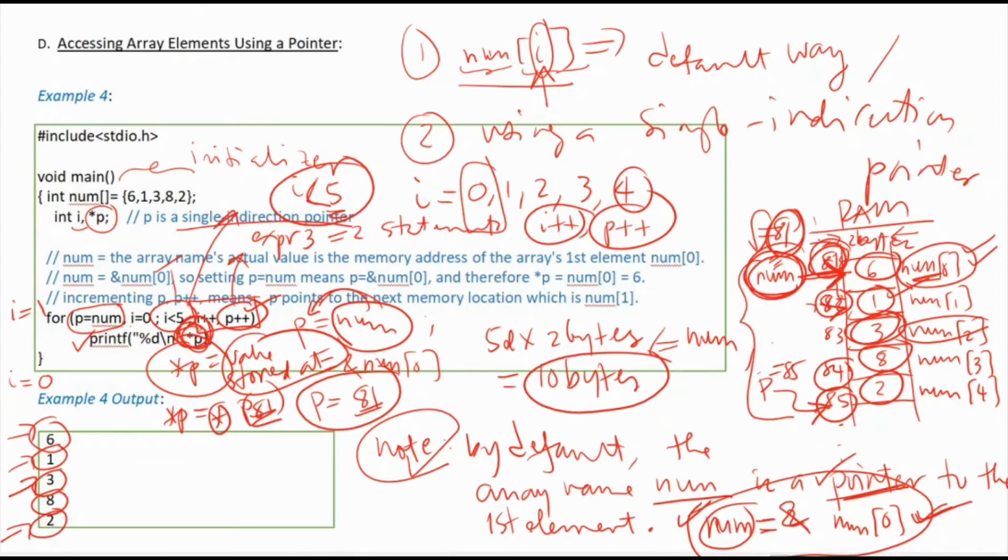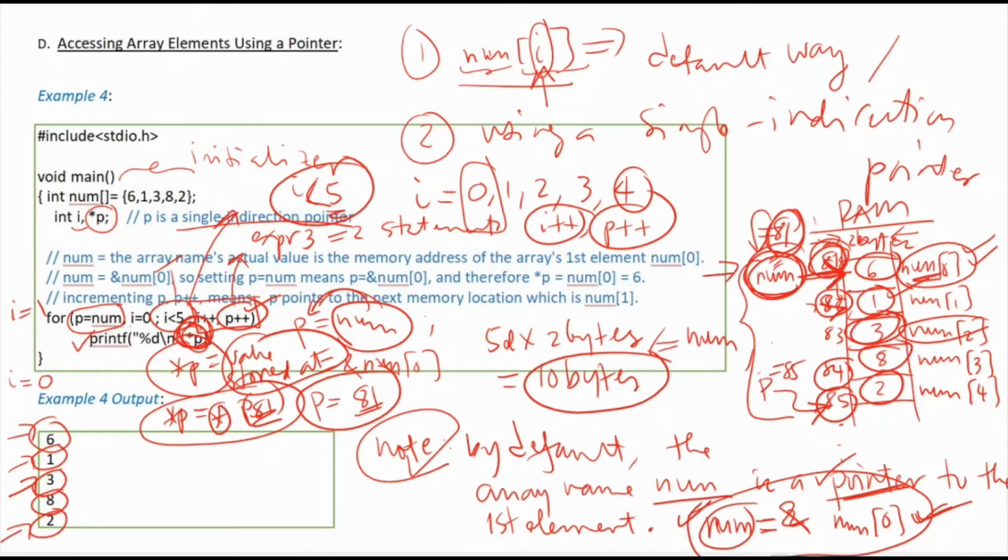Now, why do you think we are using another pointer P in this program? Why not just use num, since as I mentioned earlier, num is also a single indirection pointer? Why do we need to declare another pointer like P, and instead of moving num, we move P? Why do you think? That is how we access the elements using another pointer P.